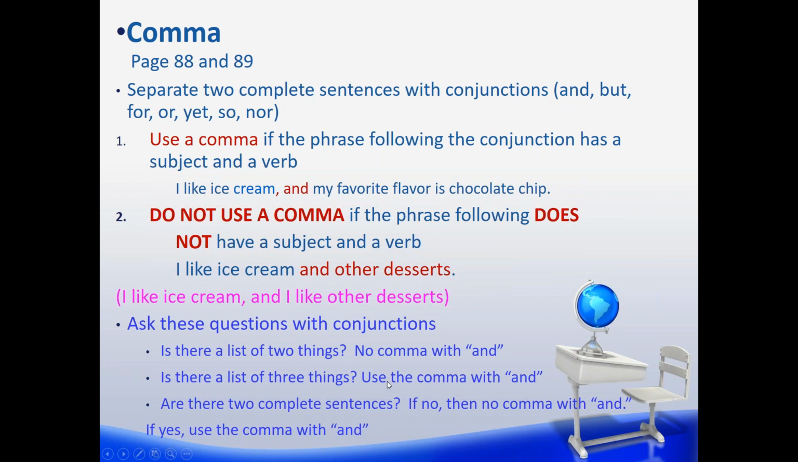First question you should ask yourself is, is it a list of 2 things or 3 or more things? If the answer is no, then no comma. If the answer is yes, a list of 3 or more things, then you can use the comma. Second question is, do you have 2 complete sentences on either side of "and"? If the answer is no, like here, no comma. If the answer is yes, like here, then you use a comma.